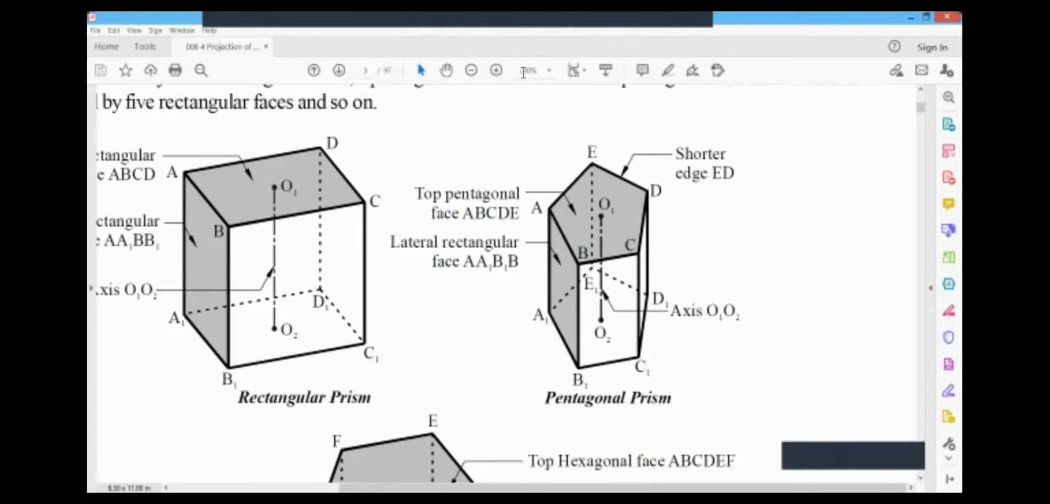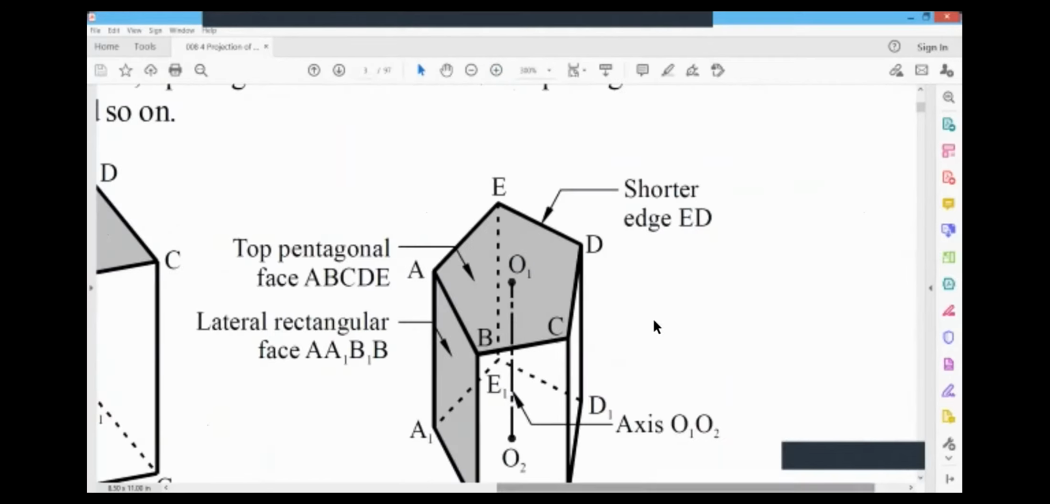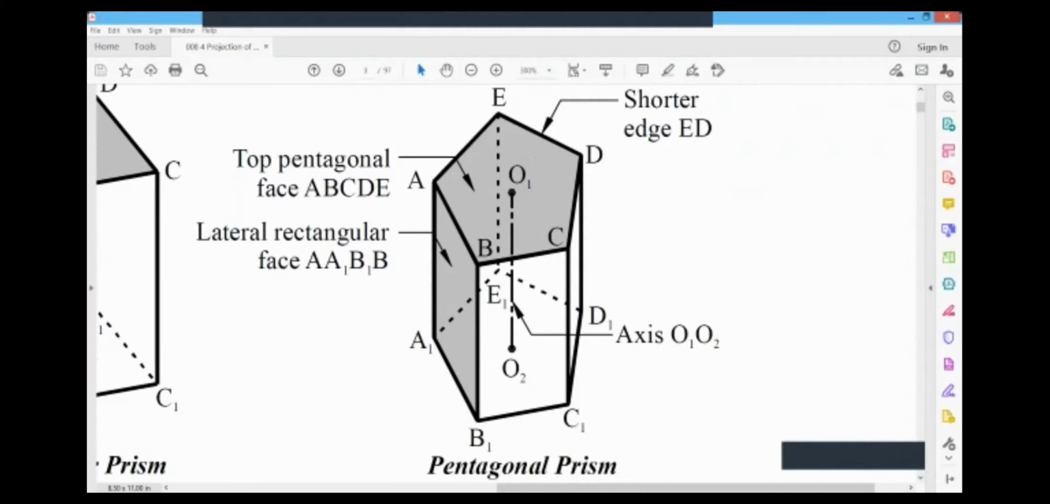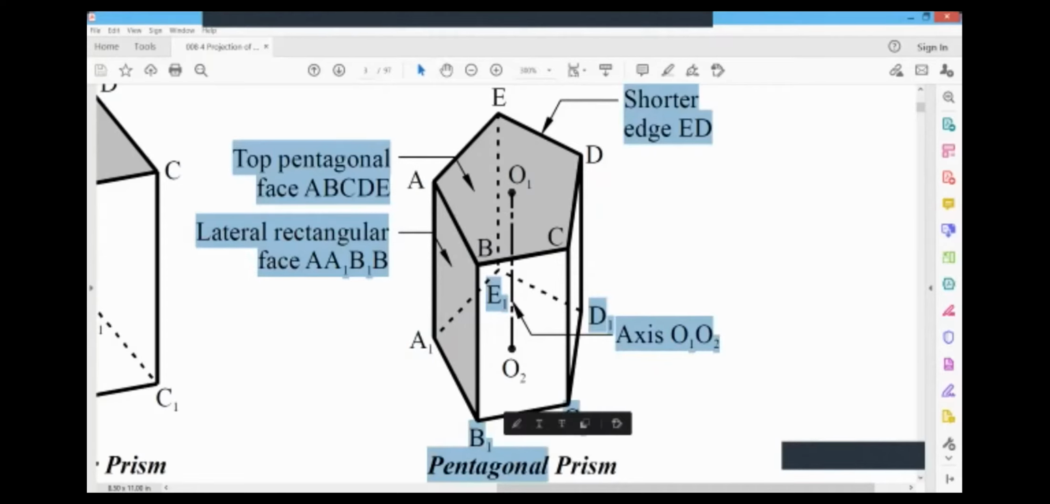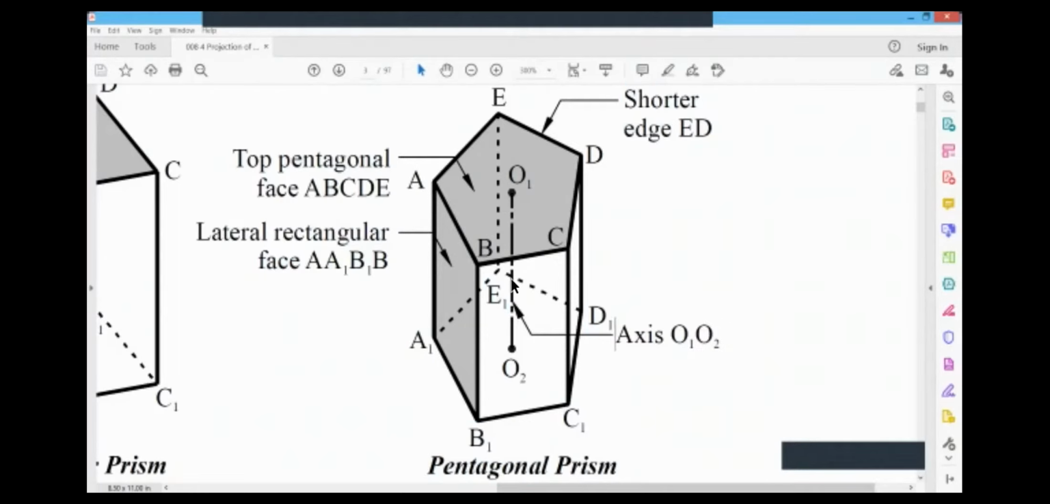Similarly, if it is a pentagonal base prism, top plane is a pentagon, bottom plane is a pentagon, and 5 lateral rectangular surfaces are also seen here, can also be represented here. 1, 2, 3, 4, 5. There are 5 lateral rectangular surfaces for this pentagonal based prism. Very important. And top plane, I'm giving it the name A, B, C, D, and E. And base plane correspondingly A1, B1, C1, D1, and E1.